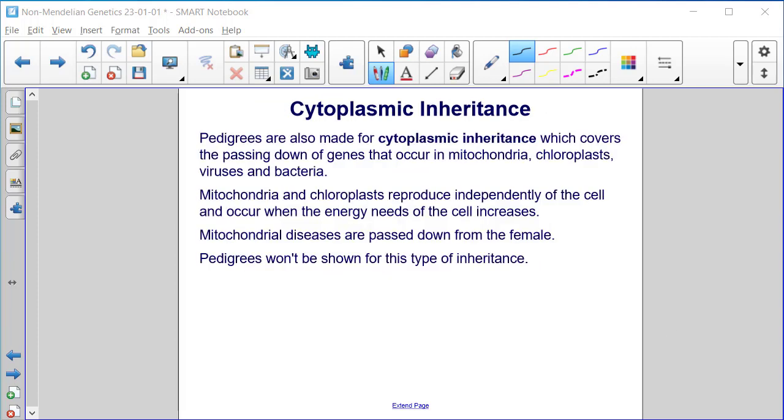Cytoplasmic inheritance. Pedigrees are also made for cytoplasmic inheritance, which covers the passing down of genes that occur in mitochondria, chloroplasts, viruses, and bacteria. Mitochondria and chloroplasts reproduce independently of the cell and occur when the energy needs of the cell increase. Mitochondrial diseases are passed down from the female. Pedigrees won't be shown for this type of inheritance.